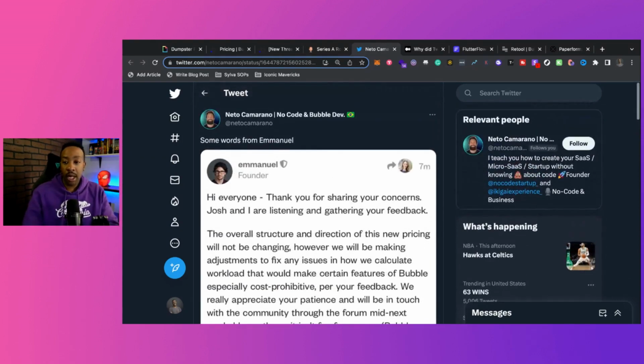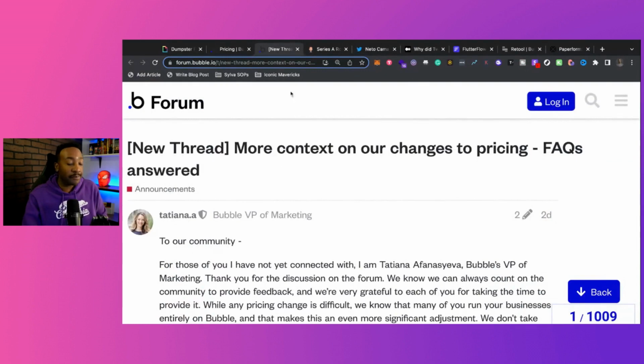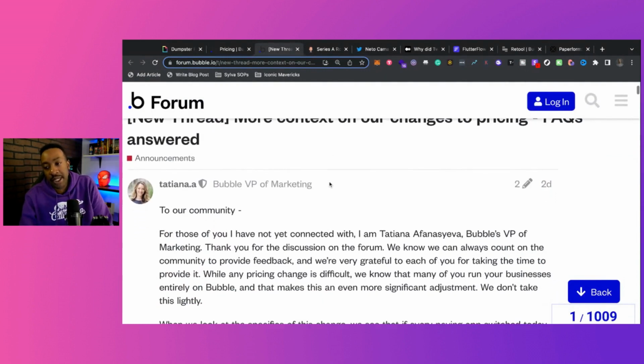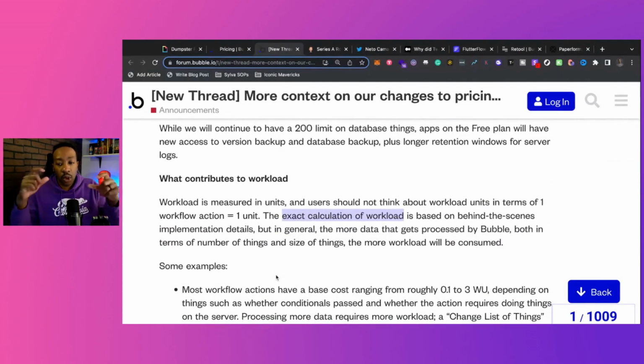Okay, so they address what's going on. They're not changing the pricing, but they're going to make certain changes. Again, what it says is making adjustments, fixing any issues, calculating the workload. So what are some of the things people are freaking out about? If you look at the FAQ they put out, one of the lines that people keep coming back to is about the workload. And this is the line that I keep seeing from the community.